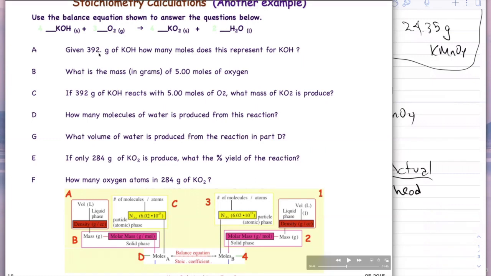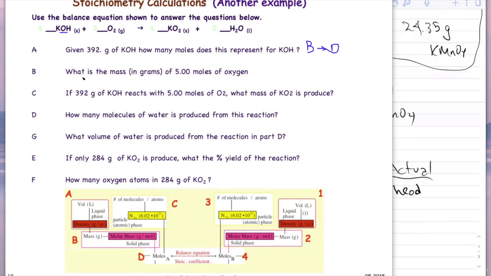Given 392 grams of KOH, let me get my pen out. Okay, so this is the chemical right here. How many moles of KOH does this represent? Well, for that step, all you've got to do is convert the mass to moles. Of course, you need to know the molar mass of KOH. So that's easy enough. You look up potassium, you look up oxygen, you look up hydrogen. So that right there is just a B to D problem. It's a one-step problem because you have the mass and you're calculating the moles.